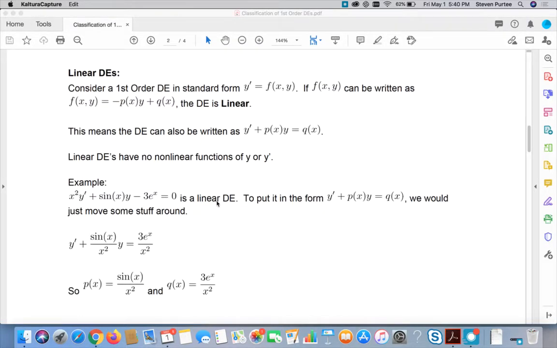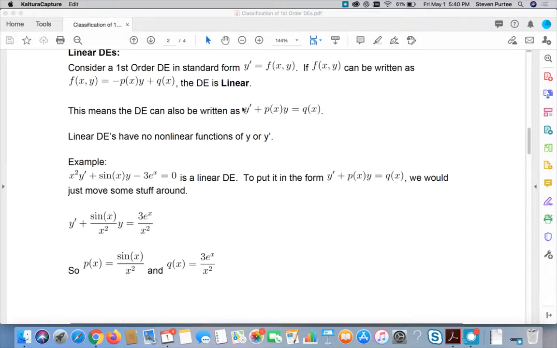Linear DEs in first order are obvious. You can just look at them and see whether we put them in some special form or not. We only have y to the first power, or no y at all, and we only have y prime to the first power. No e to the y's, no cosine of y, no logs of y, no y to the fifth power, nothing like that. A linear DE has only linear functions of y.